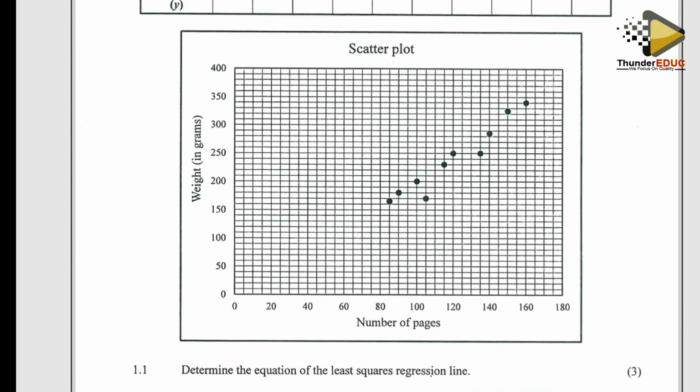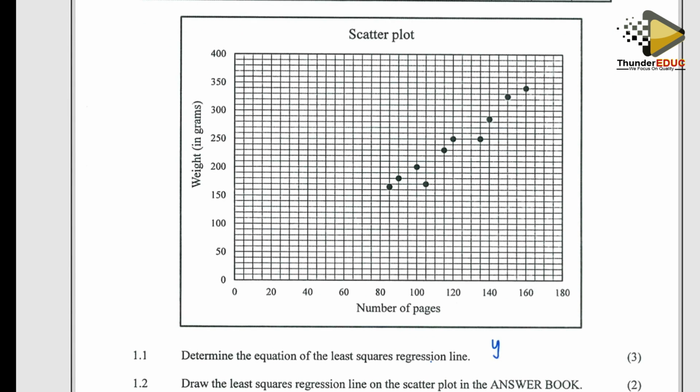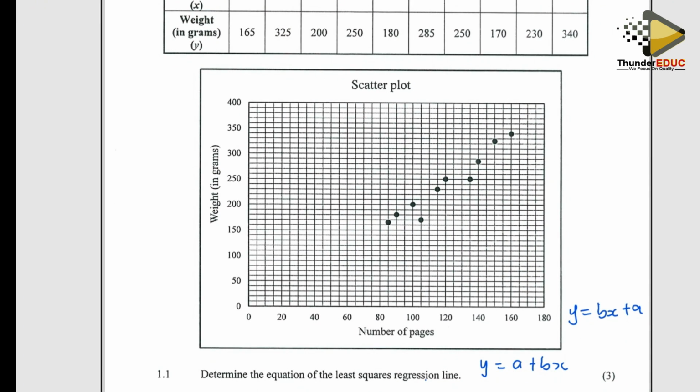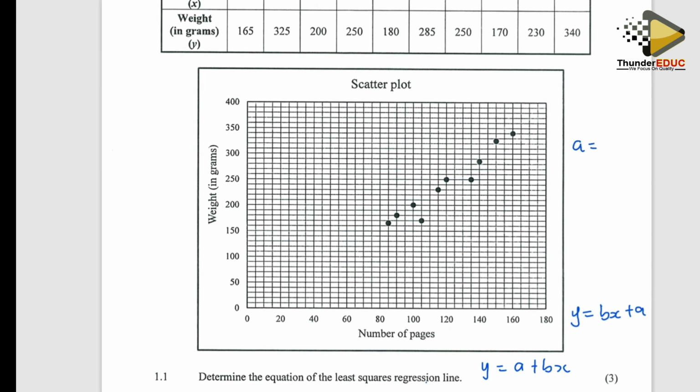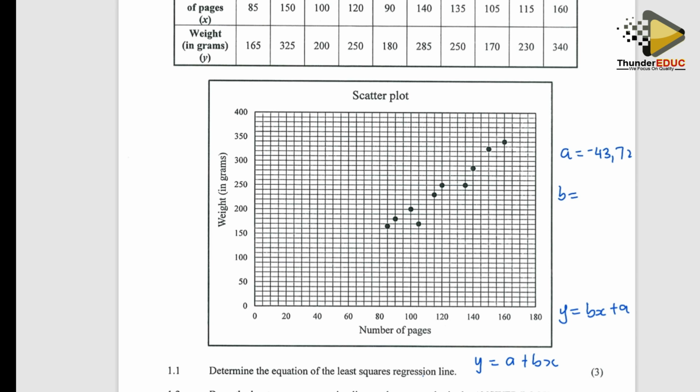and then you choose the correct options. So the equation of linear regression is given as y is equal to a plus bx, or some people prefer writing it as y is equal to bx plus a. It could be a small b or a capital B, whichever. From the calculator, I'm getting my a value as negative 43.72, and then my b value, I'm ending up with 2.36 if I round that off to 2 decimals.